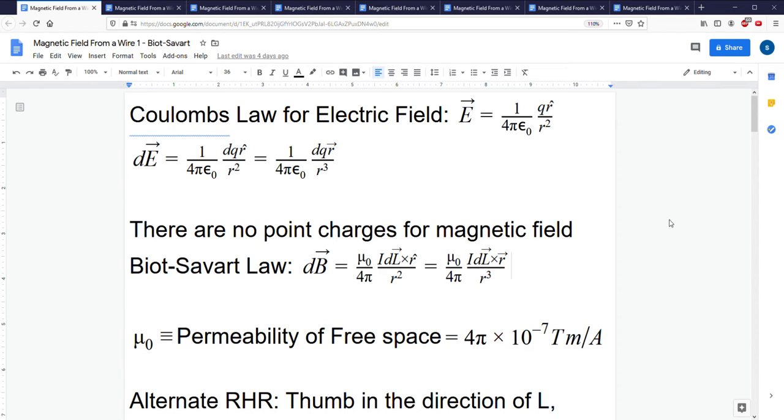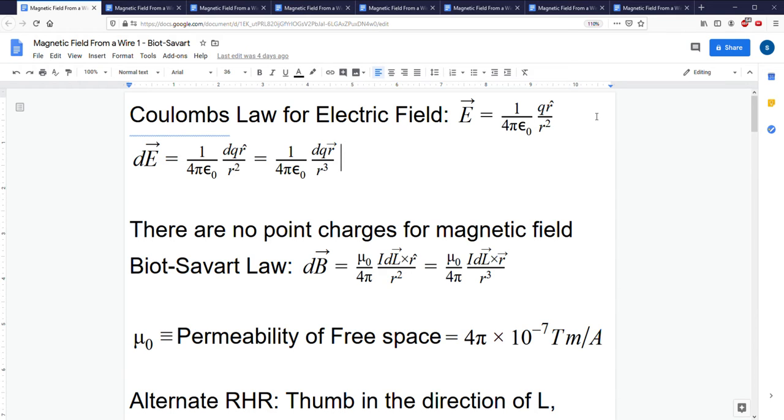Recall the formula we use for calculating the electric field is Coulomb's law. One form of Coulomb's law says that the electric field is equal to 1 over 4 pi epsilon naught. Remember, epsilon naught was the permittivity of free space, and this whole term 1 over 4 pi epsilon naught was the Coulomb's constant, times the charge over r squared, in the r hat direction.